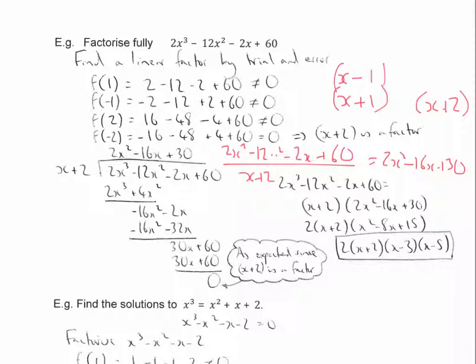So my next step is to fully factorize. I want to factorize this. Before I go any further, I notice that 2 comes outside, which makes factorization a lot easier.